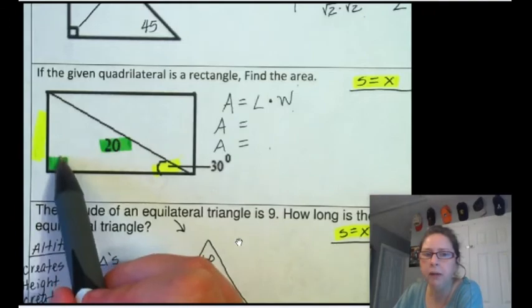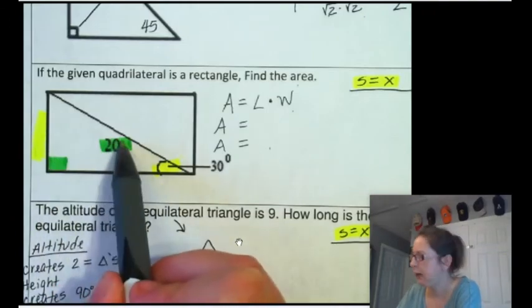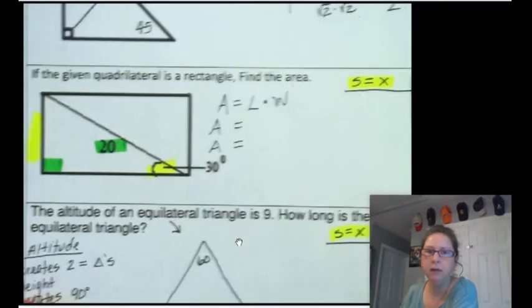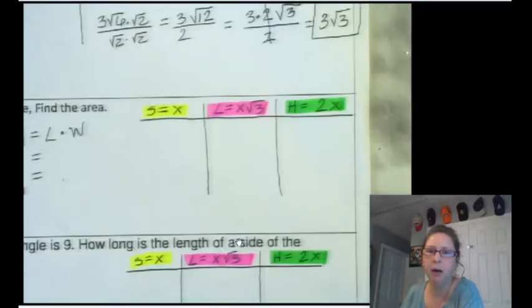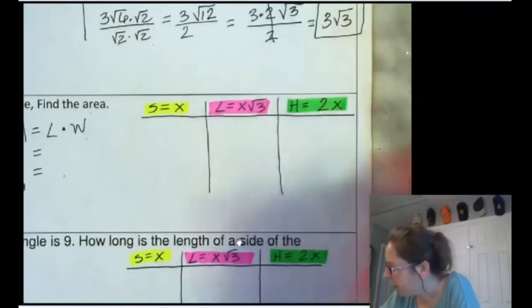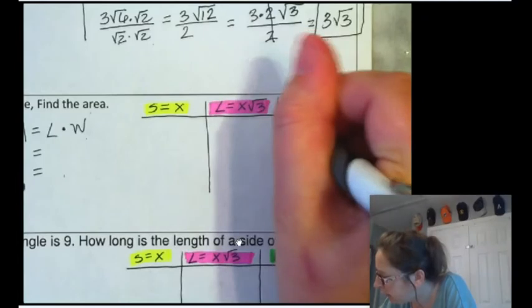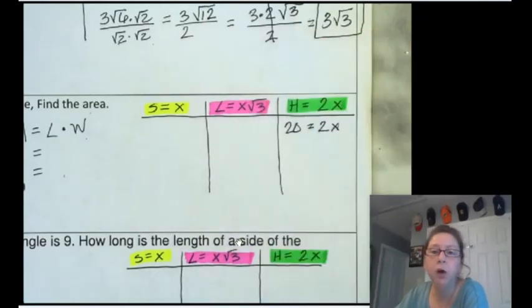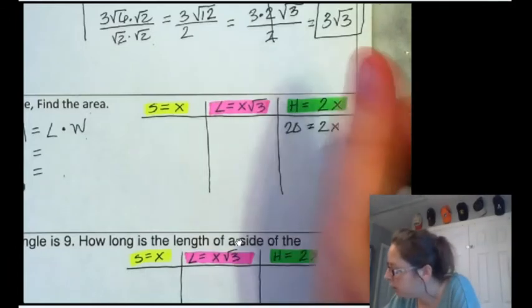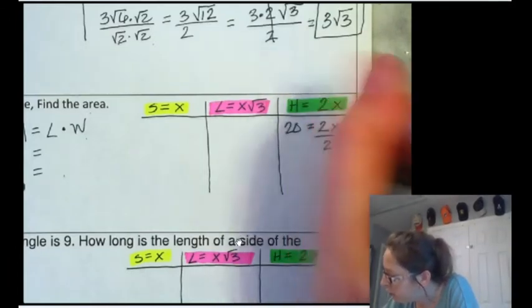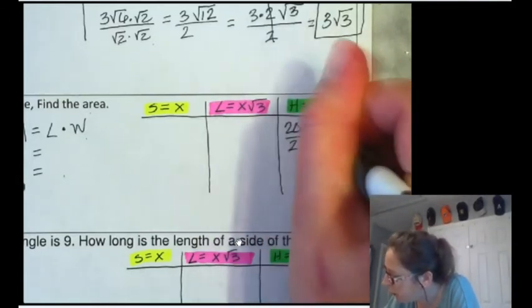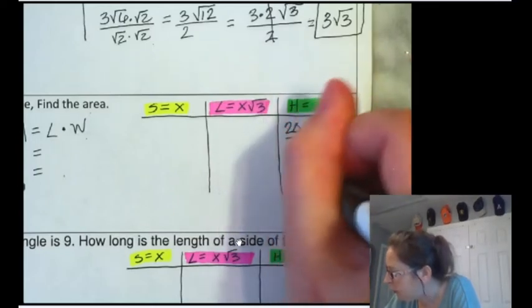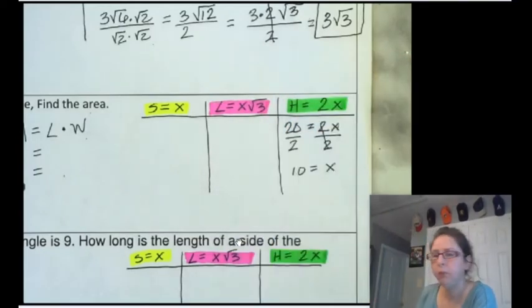They told me that the hypotenuse is 20. So let's plug this into my ratio for the hypotenuse. The hypotenuse is 20. And so let's go ahead and solve for x. Divide both sides by 2. And so x equals 10. Okay, now I can find my length and my width.